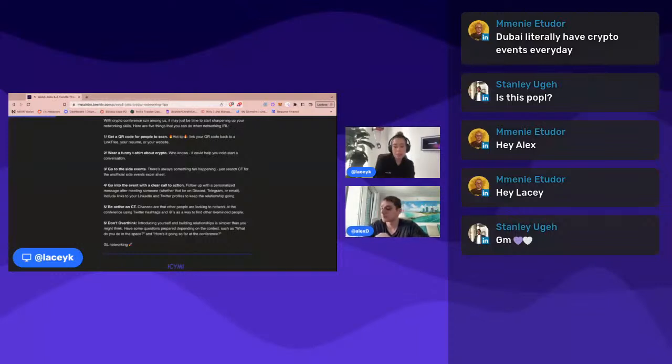And side events, depending on what event you're going to, it could be super exhausting. There will be 20 side events happening in a day and people hop from party to party to party. Again, it just depends on what your networking goals are, what you're interested in. But some people will go to the conference and not even buy the conference ticket. They'll just go to the side events.